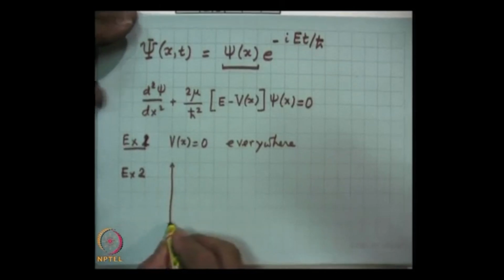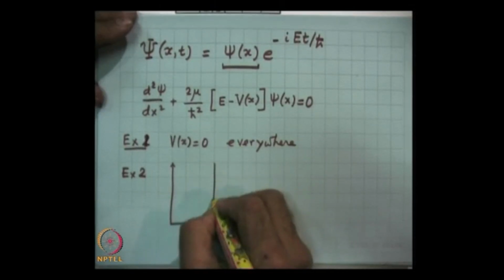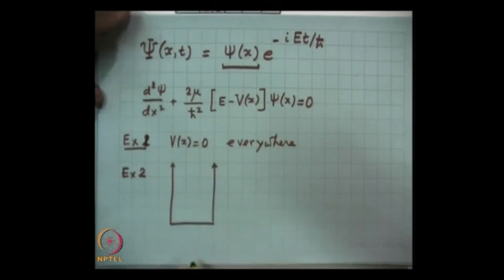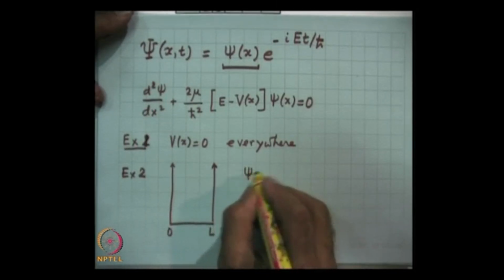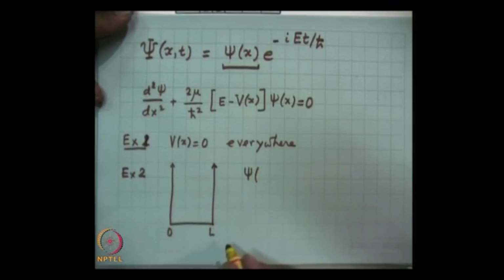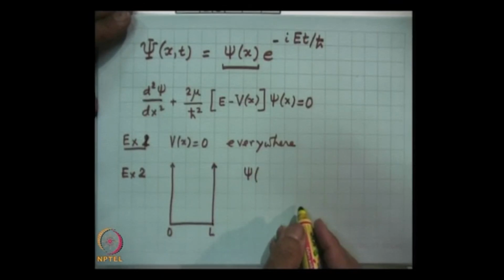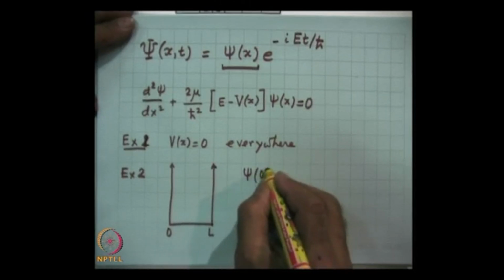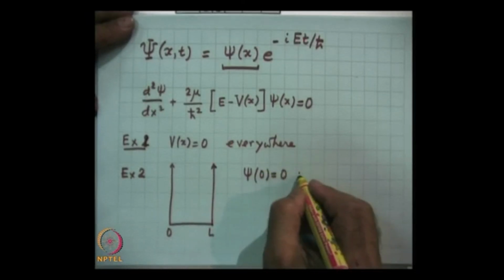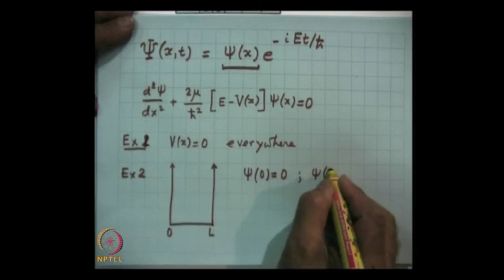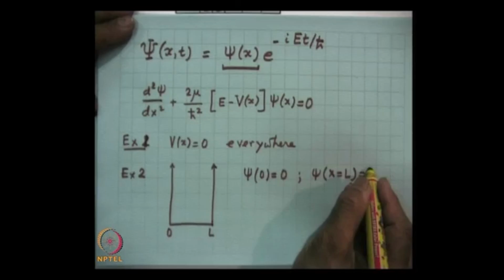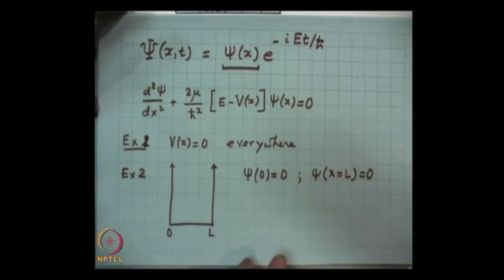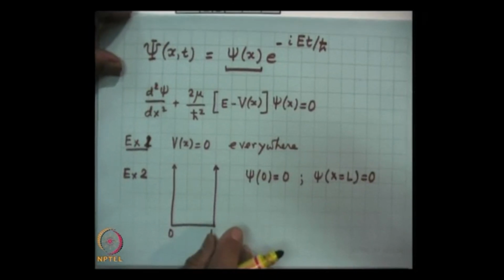So, we consider a box like this, which is 0 here and L here, and so the wave function psi has to vanish here, because the particle cannot escape. So, psi at x equal to 0 is 0, and psi at x equal to L is also 0. So, let me try to solve this equation.